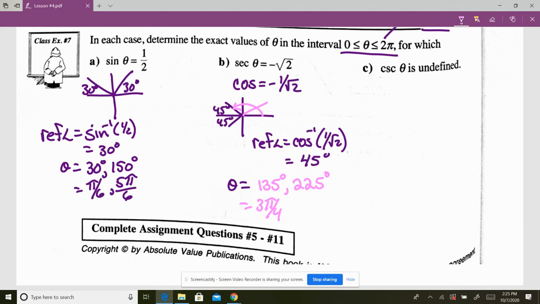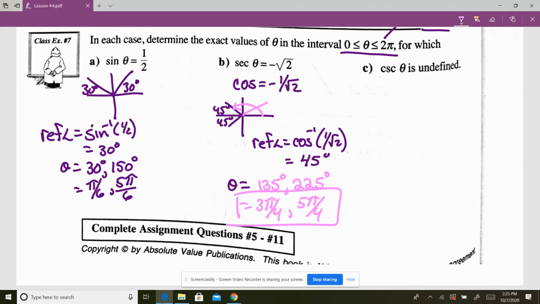How many more 45s did I go to get to the next, to 225? What times 45 is 225? It's 5. So then it's 5 pi over 4. Is that okay? All right.